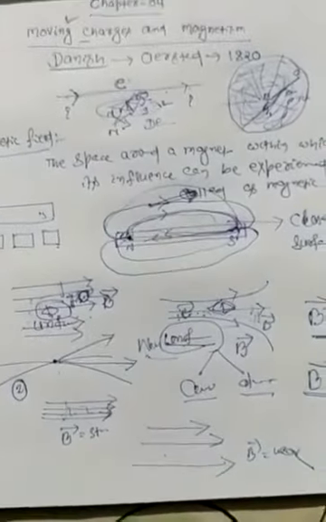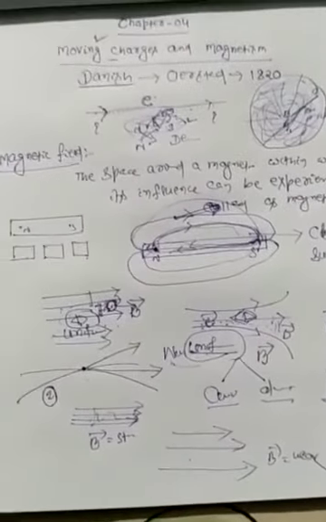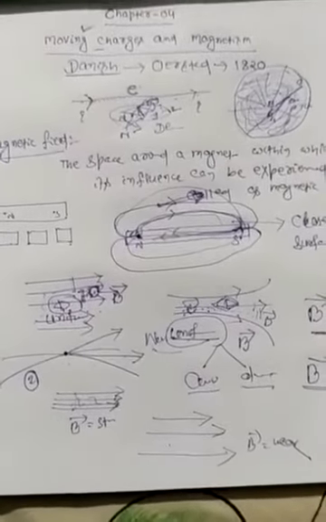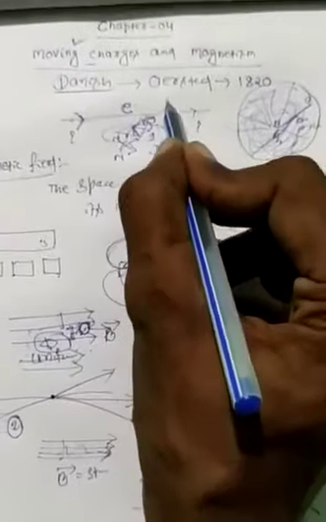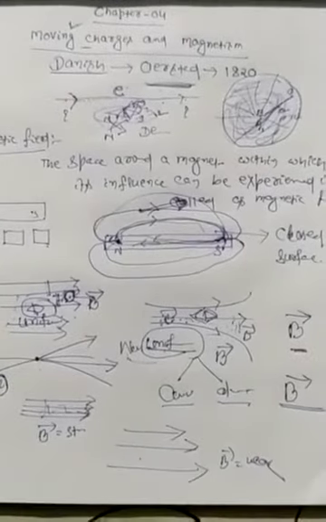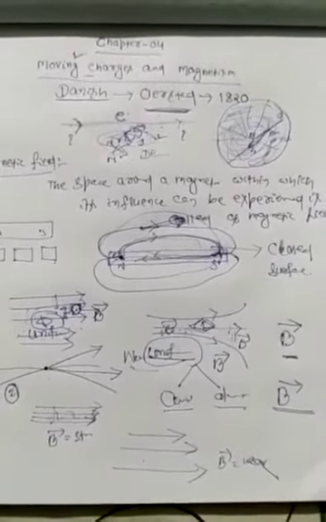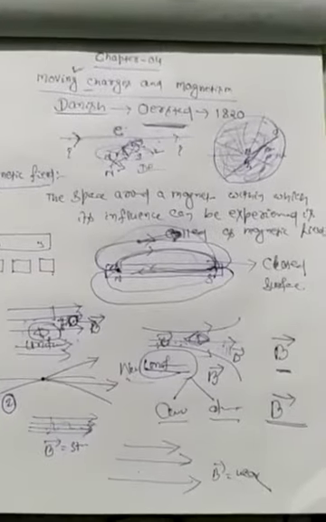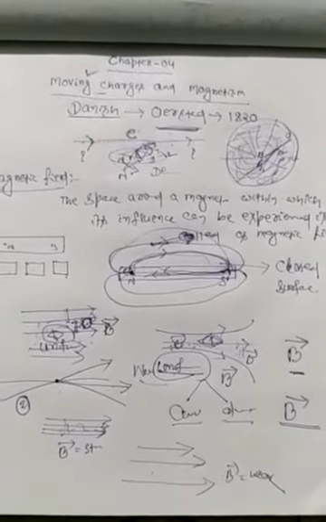This is all about the introduction to moving charges and magnetism, and in the next class we will study the Oersted experiment upon moving charges and magnetism. A very important topic, moving charges and magnetism. Listen to the video carefully and understand. Thank you.